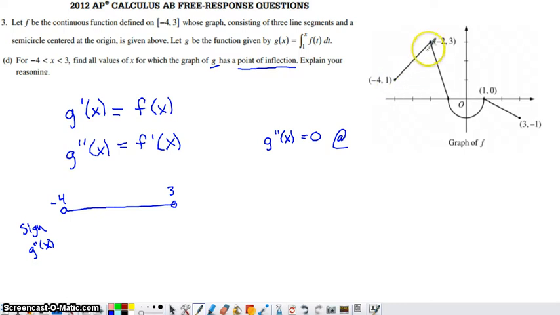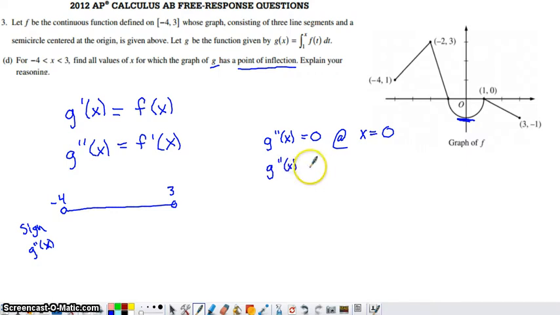Now here's a graph of f. Slopes of the tangent lines on this graph are going to determine values of f prime and, in effect, g double prime. The slope of the tangent line is definitely 0 at this spot on the semicircle, and that happens at the x value of 0 since the circle is centered at 0. And there aren't any other places where the slope of the tangent line to f is 0. Now there are two places where the slope of the tangent line to f is undefined.